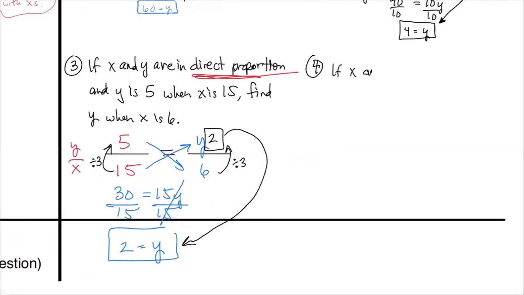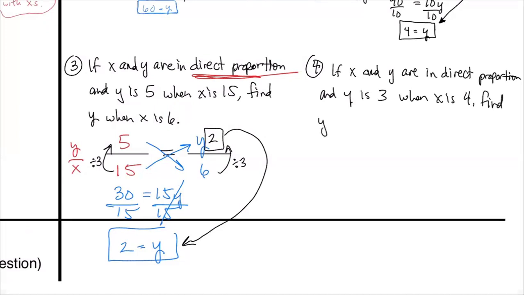If x and y are in direct proportion and y is 3 when x is 4, find y when x is 8. Good. Go ahead and set this up. Set up your proportion with your two ratios. Plug them in. When you're done, raise your hand. We'll come by and check them.